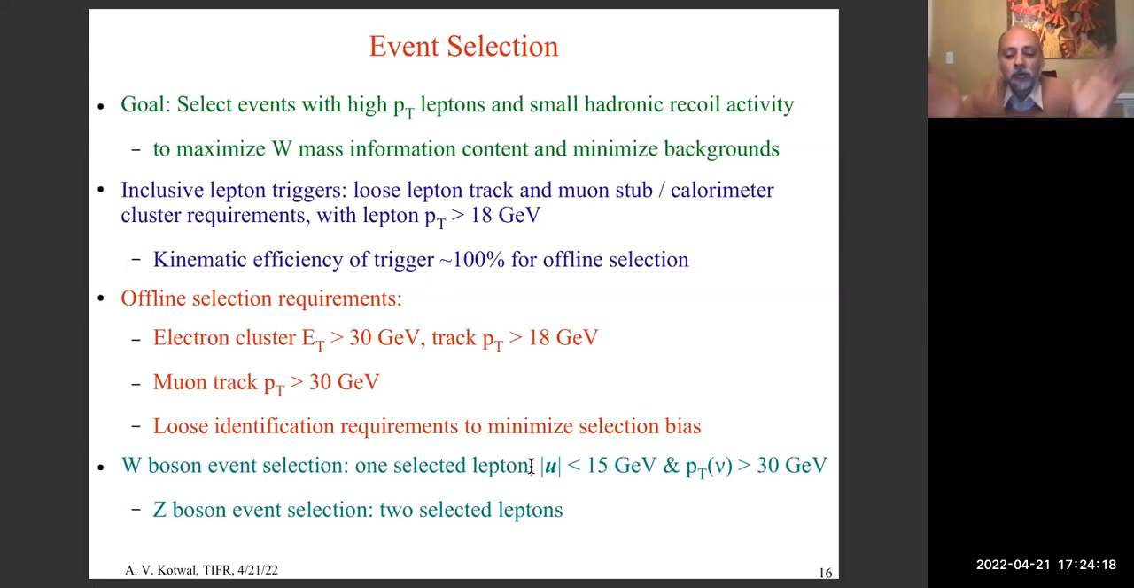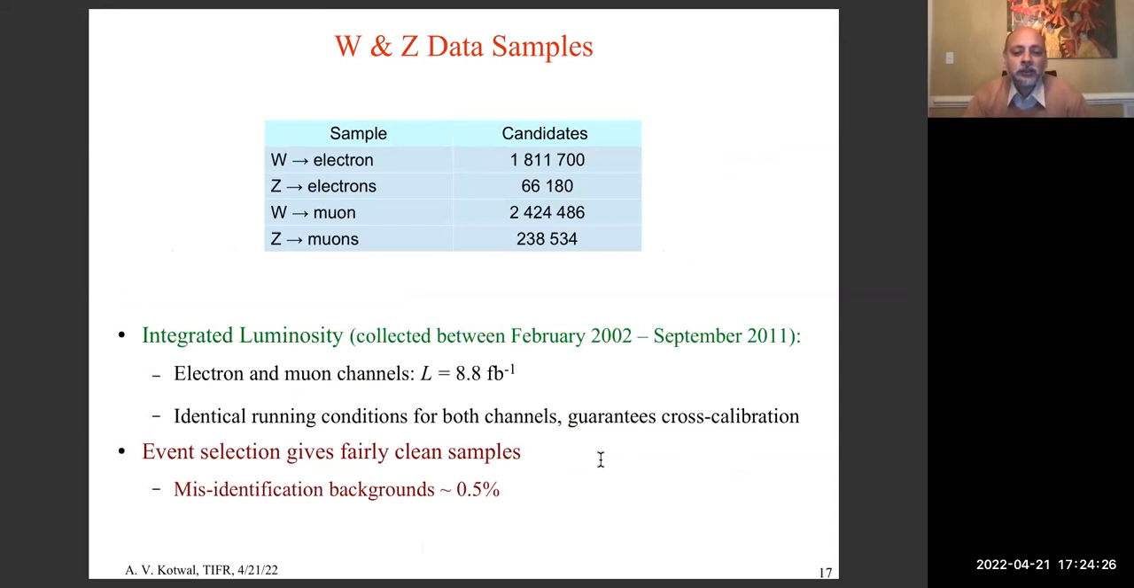So the total momentum of the hadronic activity in the detector is required to be less than 15 GeV as measured. To sort of judge what happens, here are the event statistics one gets from the full approximately 9 inverse femtobarns of data collected over 9 years. Roughly speaking, the two channels, electron and muon, have about 2 million W bosons each.